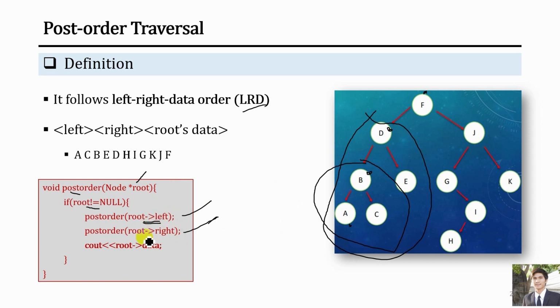And we go to the right. We pass the right root right here. And lastly is our data. We display our data. So with these simple steps, we can access our data using this postorder traversal. This is the rule that we need to remember. Post data means that our data should be displayed last. Okay, left, right, and then our data.